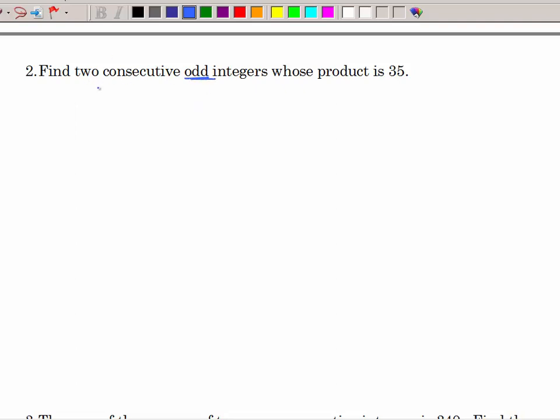So we want the first one to be x, and that second one, look at your notes, odd, is going to be x plus 2. And again, whose product, that means to multiply. So I'm going to take x and x plus 2 and multiply them together. That means equals, and then we have 35. So again, I'm going to multiply this out.